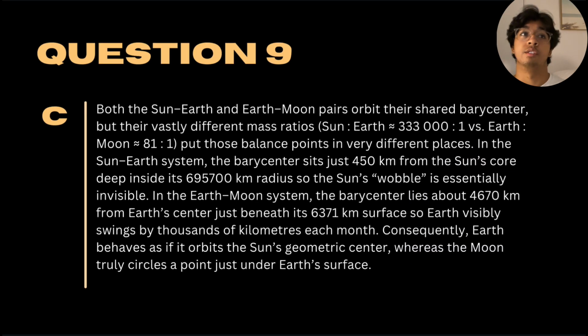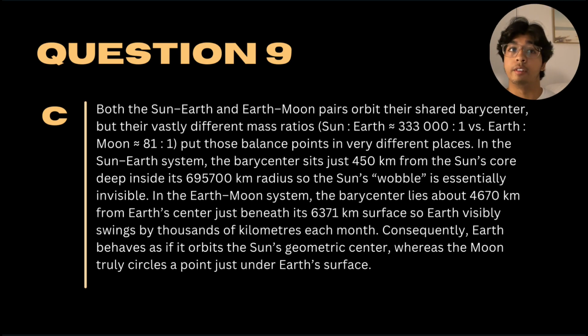9c asks us to compare the Sun-Earth and Earth-Moon scenarios. They both orbit their shared barycenter, but their vastly different mass ratios, with Sun-Earth being 333,000 to 1 and Earth-Moon being 81 to 1, put those balance points in very different places. In the Sun-Earth system, the barycenter sits just 450 kilometers from the Sun's core, deep inside its 695,700 kilometer radius, so the Sun's wobble is essentially invisible.